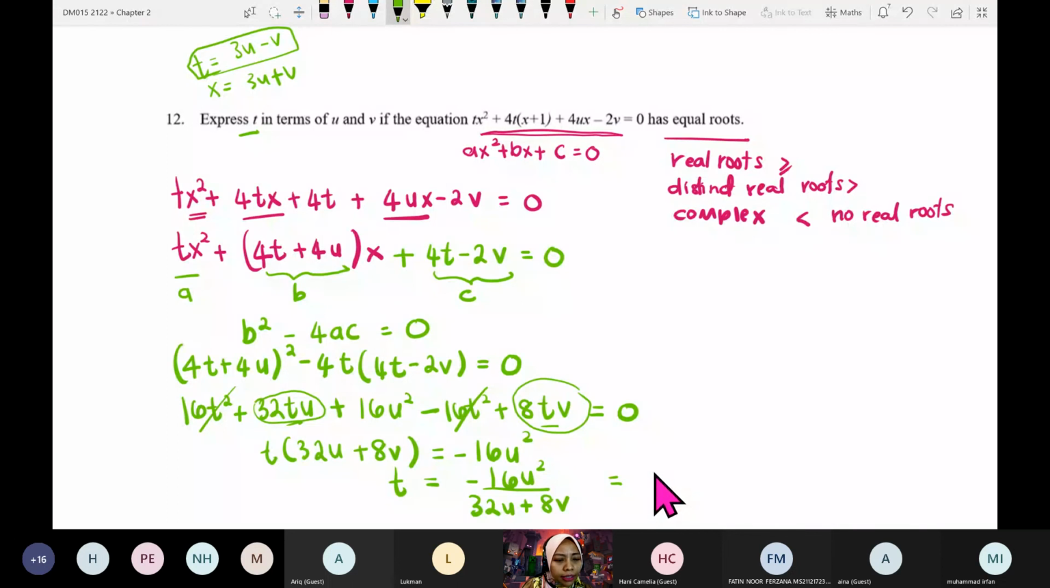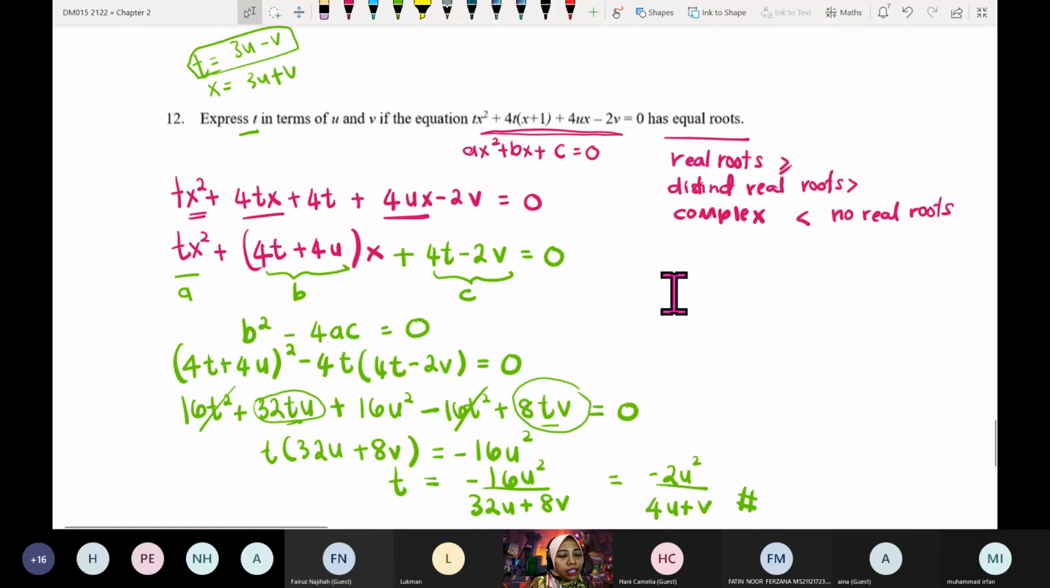Can it be divided by 4? By 4. So 16 divided by 4? Madam, I already used 8. Oh yes, dividing by 8 directly is even nicer. So negative 2U square over 4U plus V. Okay? Is the final answer the same? Same, madam. Okay, madam.